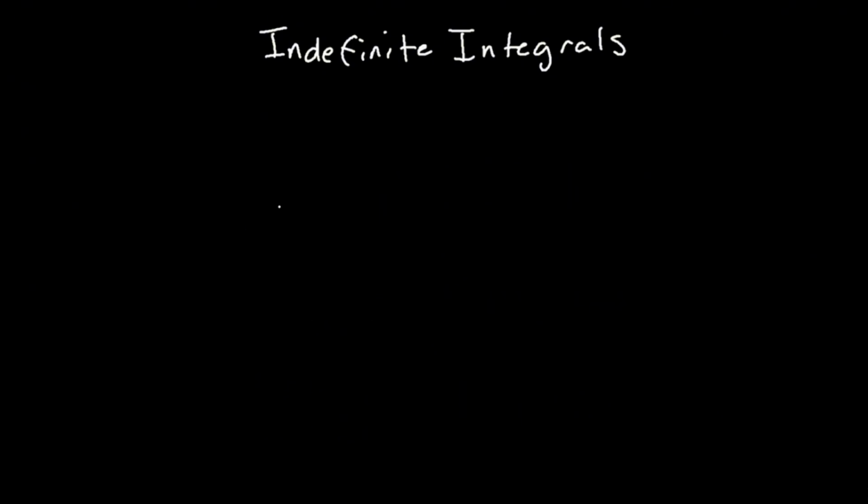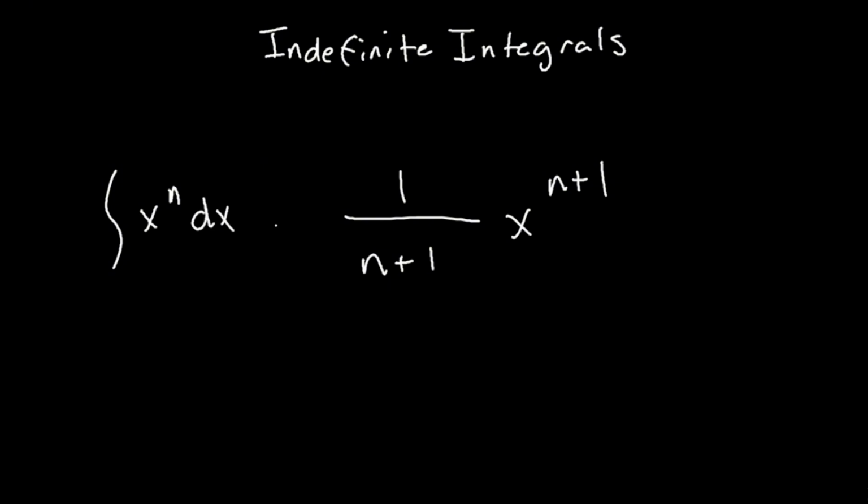But now let's actually talk about the reverse power rule. This is the reverse power rule, if you want to see it in numbers. If you want to take the integral of some function x to the power of n, then your integral looks like this: 1 over n plus 1 times x to the power of n plus 1.